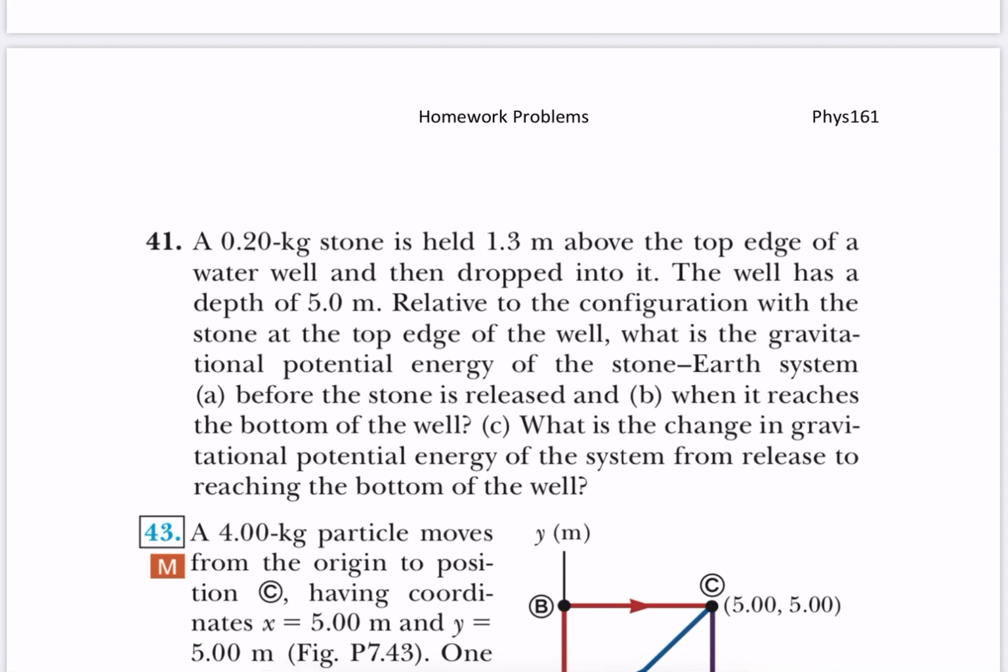Now in part A, before the stone is released, and part B, when it reaches the bottom of the well. In part C, what is the change in gravitational potential energy of the system from release to reaching the bottom of the well?